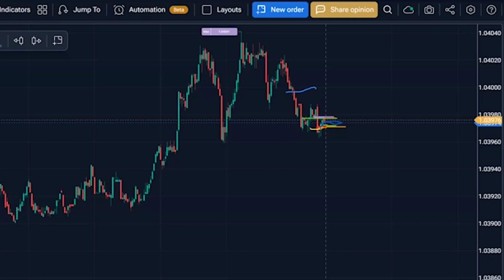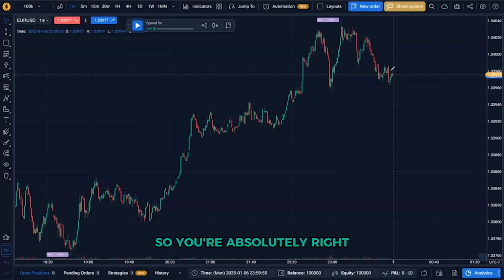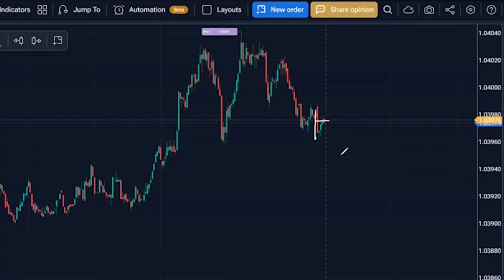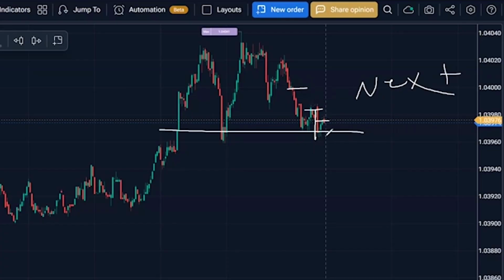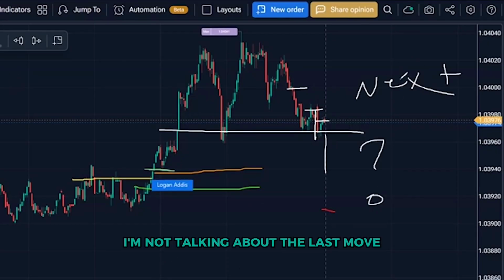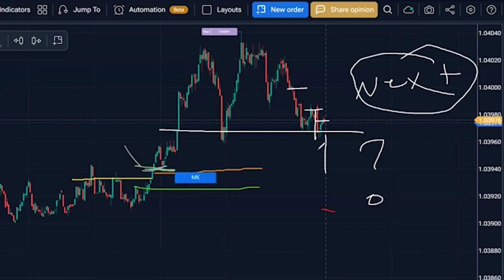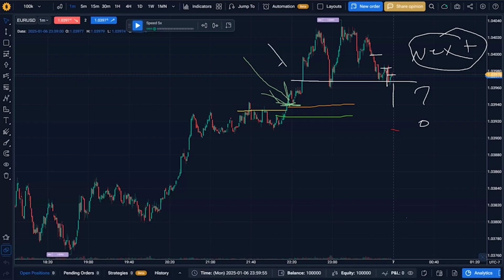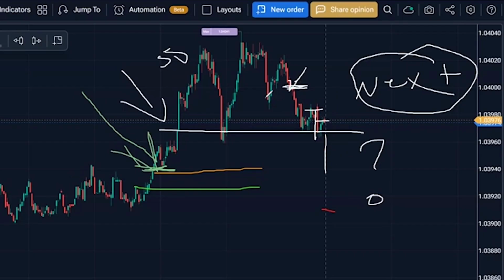I love it. Yeah, so you're absolutely right. This is the last move here. It's at the 50, but whoever said this one is where the next move should go, it's not the last move. It's the next move, right? And if it fails to go here and it breaks down here, then what? If it fails to break above here and it breaks down here, then what? Again, I'm not talking about the last move, but the next move. Because that's where it's going, but it does what? It makes this line the 50 and not this one, right? This is no longer a valid 50 right here.